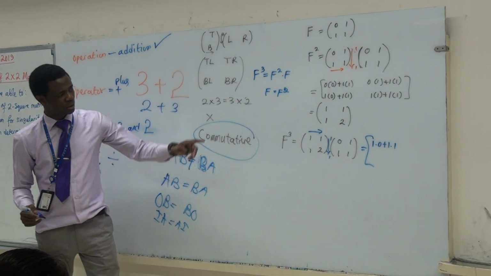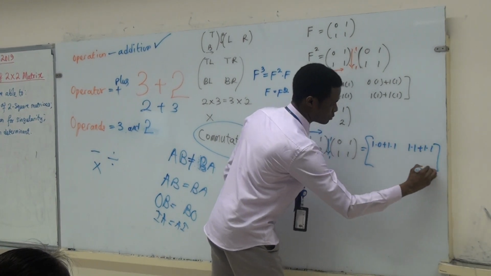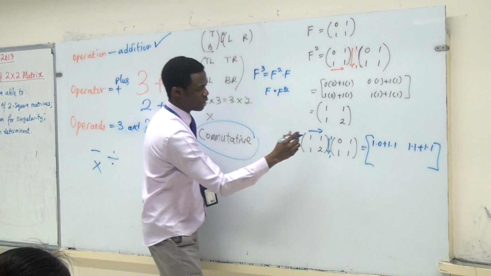Okay, then the other one will be what? 1 times 1 plus 1 times 1. Isn't it? Yeah. Then we take the second row, 1 and 2.